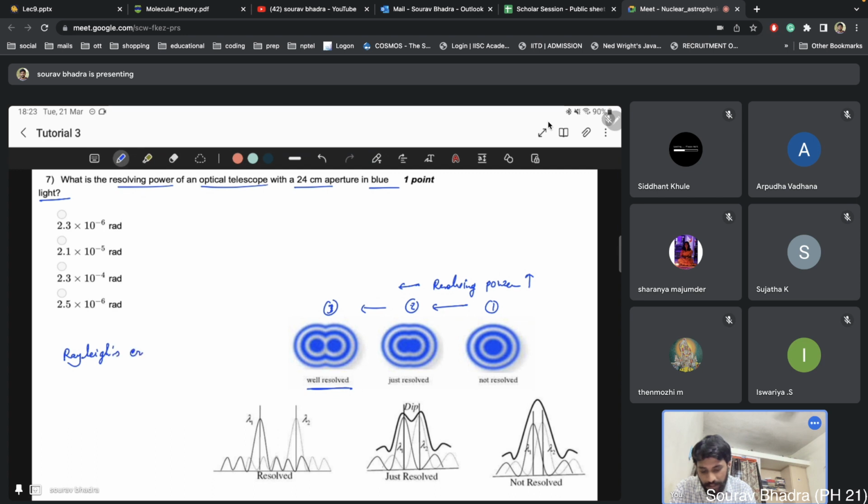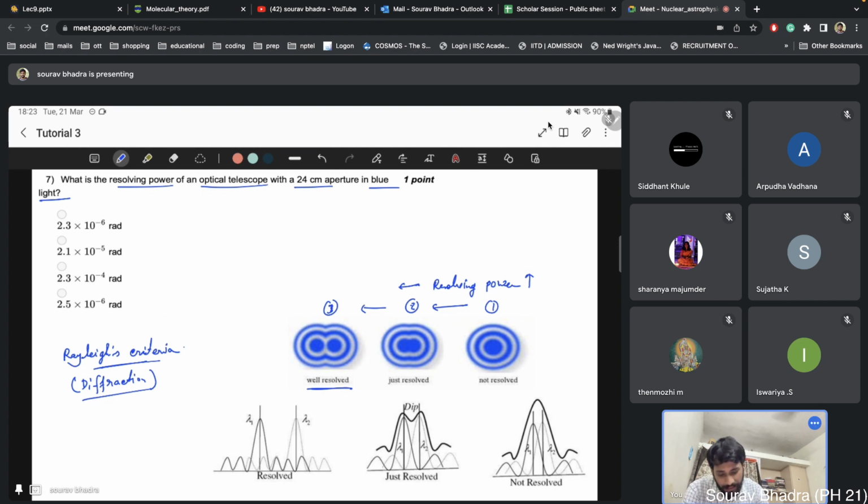Rayleigh's criteria. If you go through any standard optics book, in the diffraction chapter, you will find the Rayleigh criterion, which tells you what the resolving power of a particular system should be. So I will just state the criterion.